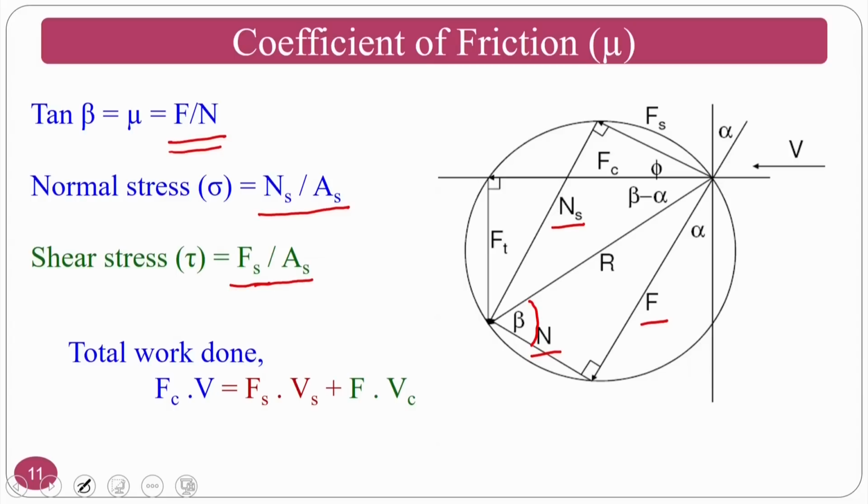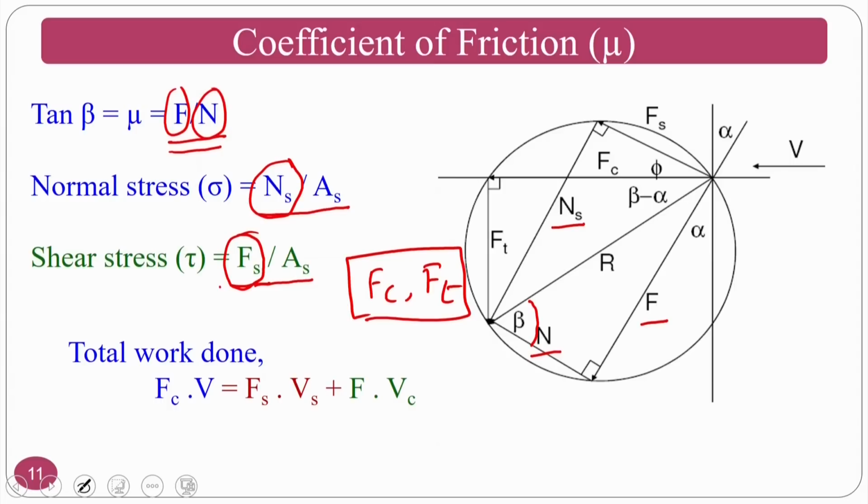We are going to calculate these three from the known sources, because Fs we don't know, because we know Fc and Ft. From this, using the Merchant circle, we have to calculate Fs, Ns and the frictional force as well as N. So that's why we are going to calculate all these things.